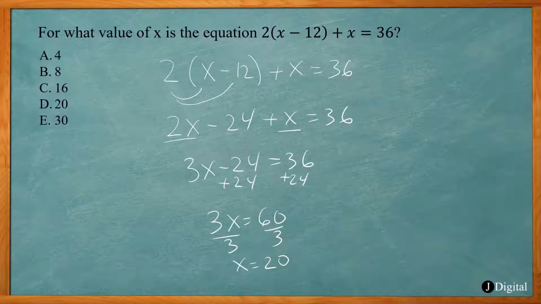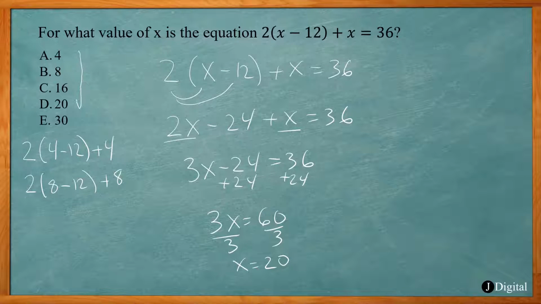Another way you can solve this is by plugging in the answer choices into the problem. So I took the first one, did 2 times 4 minus 12 plus 4, and then see if that equals 36. If not, I'll go to the next one, 2 times 8 minus 12 plus 8. And in this case, I have to go through all these until I got to 20, then it would have worked out. If you struggle solving these types of equations, using the answer choices is another way to figure it out.